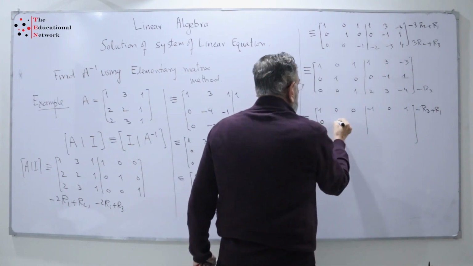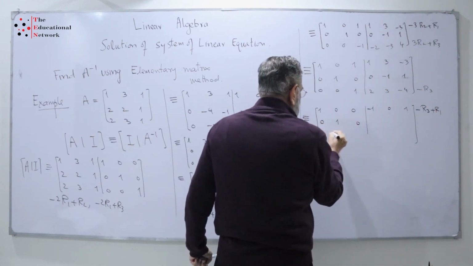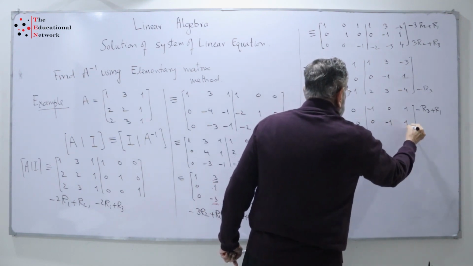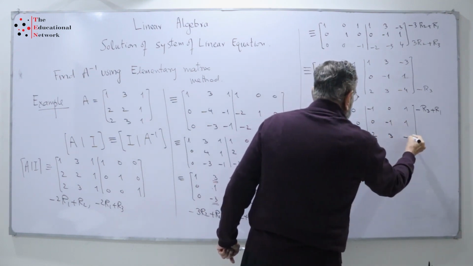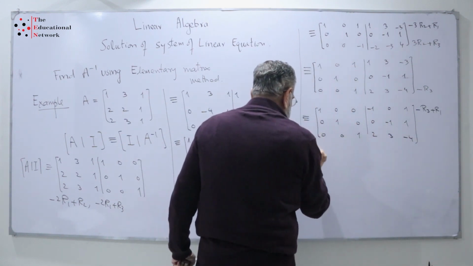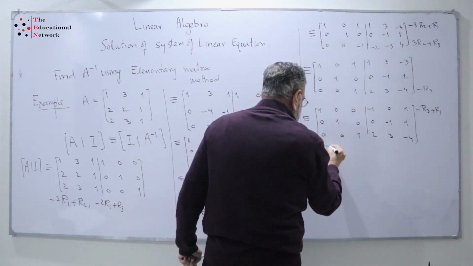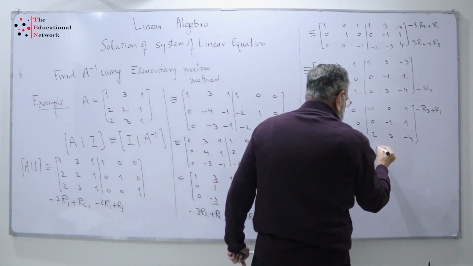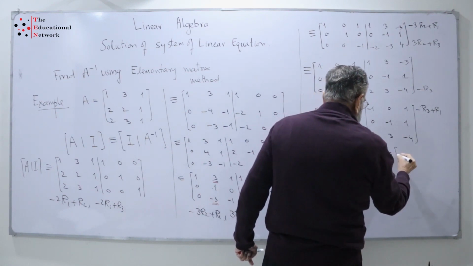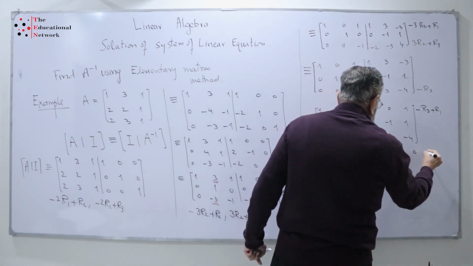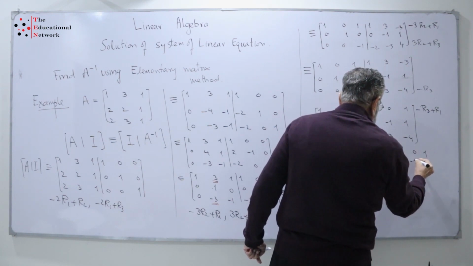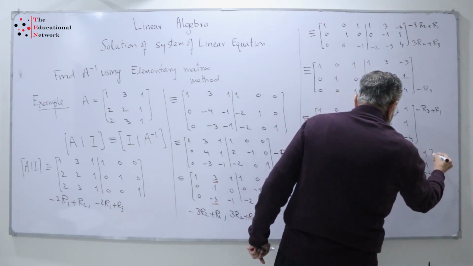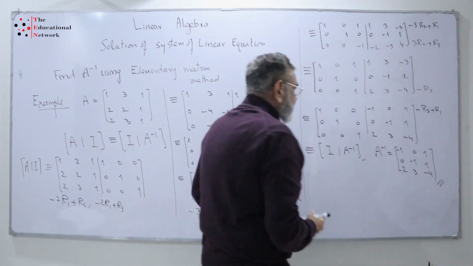So the next is 0, 1, 0, 0, 0, 1. And here 0, no change. And here 2, 3, and minus 4, no change. So what I get here, this is now my A inverse. So I say my A inverse is the matrix minus 1, 0, and 1, 0, minus 1, and 1, 2, 3, and minus 4. So this is my inverse of the matrix.